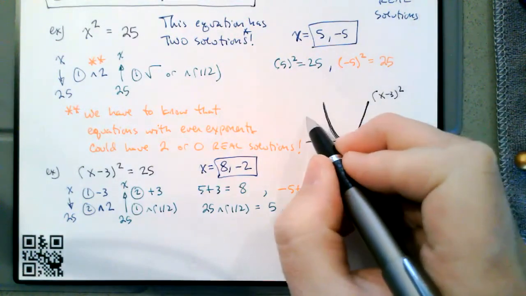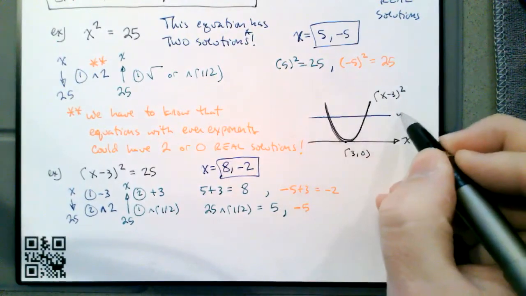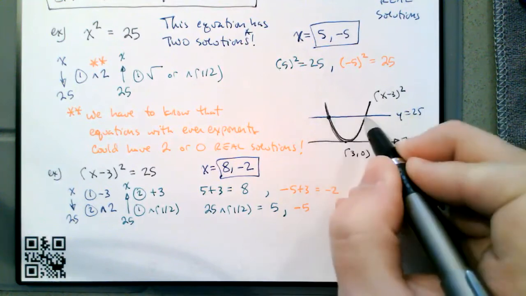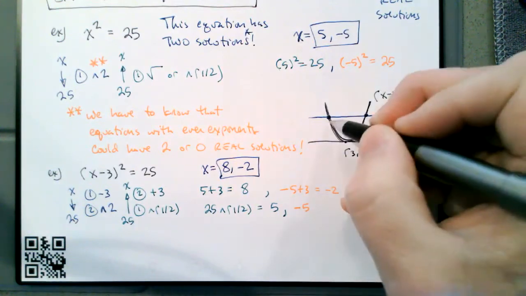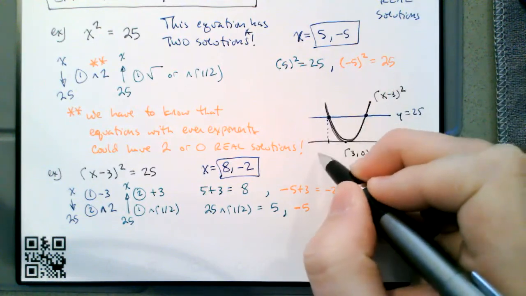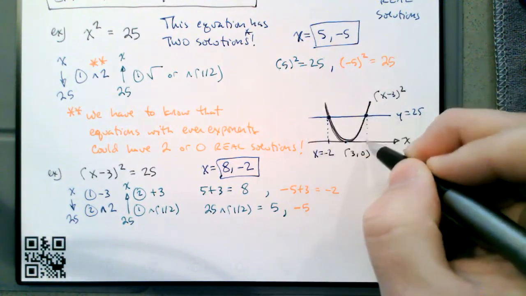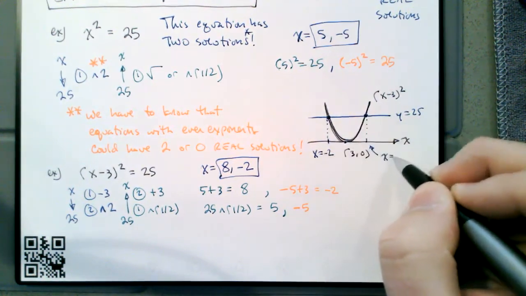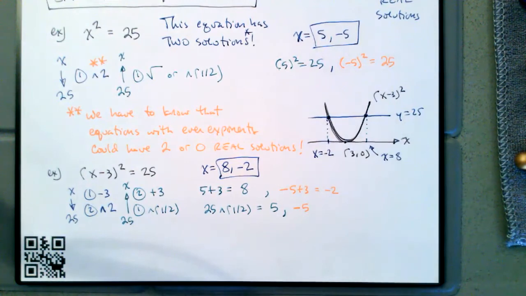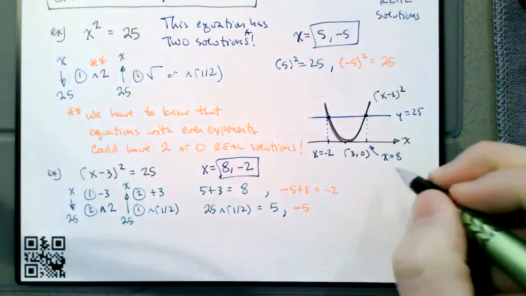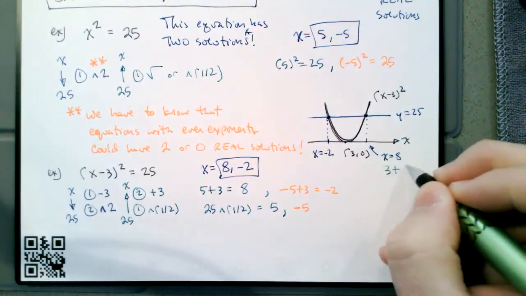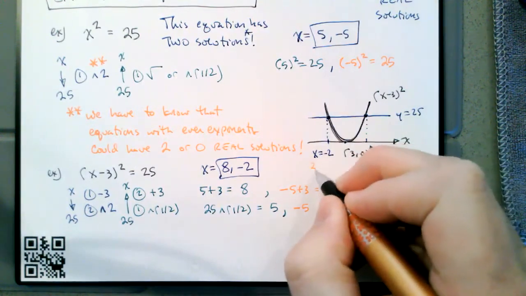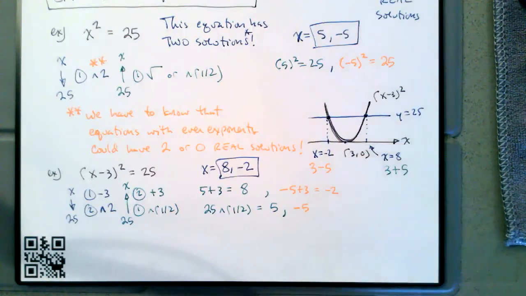And we can see that if I draw y equals 25, this happens in 2 places. There are 2 intersections. One corresponding to x equals -2, and the other one at 8. Notice that the -2 and 8 are both 5 units away from the middle, which is 3. 3 plus 5. And 3 minus 5. That's just utilizing the symmetry in the parabola.